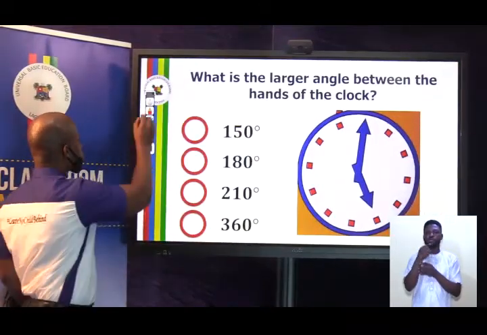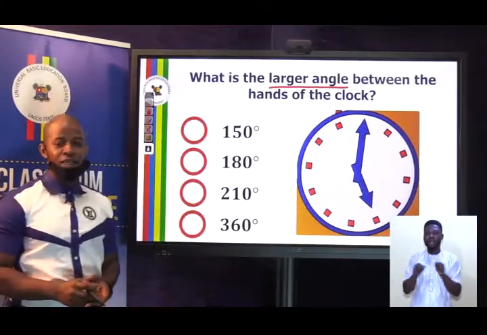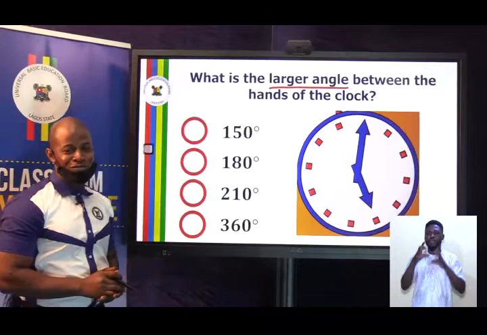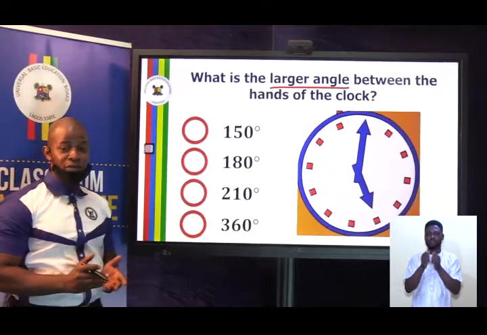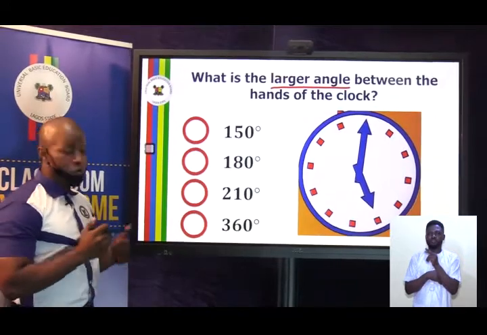Now in this case, the question says, what is the larger angle between the hands of the clock? Calculate it quickly. This one might take you a longer time. I'll give you enough time. Let's go. 1, 2, 3, 4.